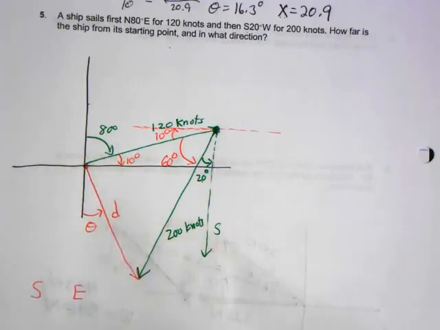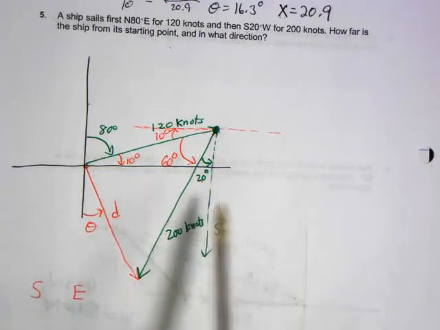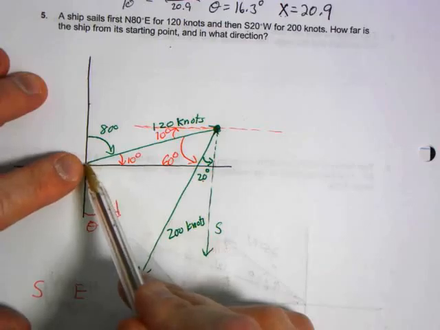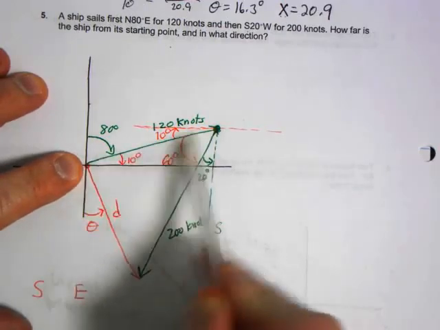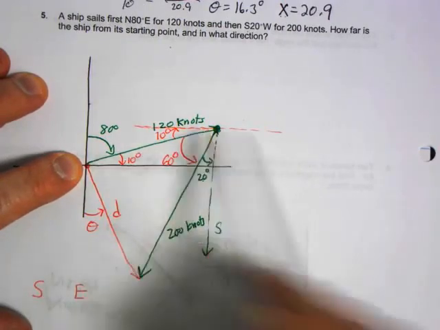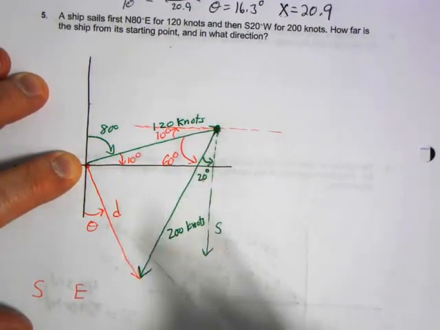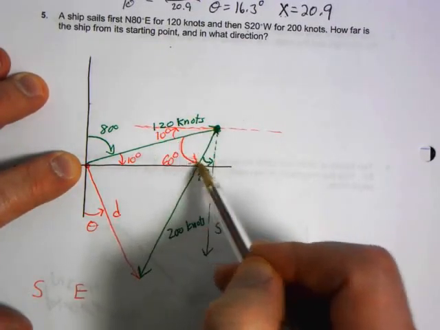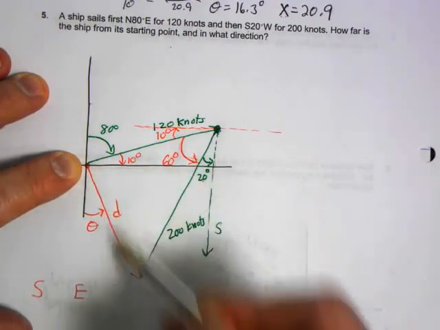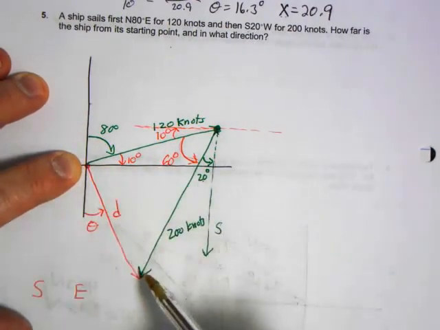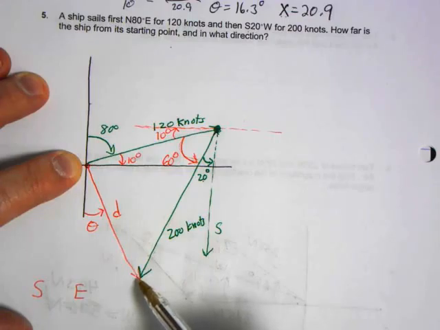I'm not too worried about them yet, though, because what I'm looking at is I now know this side is 120. I know this side is 200. I know this angle is 60. I think I can find that side. How can I find that side? It's the law of cosines again, isn't it?